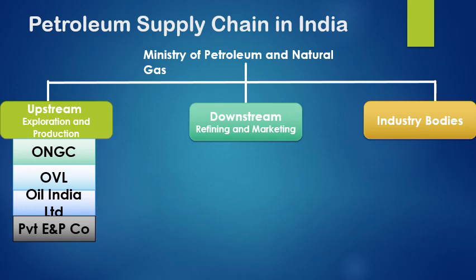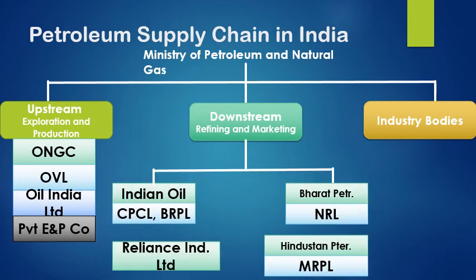If we look at the upstream, the companies exploring are ONGC, OVL, Oil India Limited and some private industries. And if we see the downstream, there are Indian Oil, in which CPCL takes care of the marketing, Bharat Petroleum, in which NRL is going to take care of the marketing, and Industrial Petroleum, in which MRPL is going to take care of the marketing.